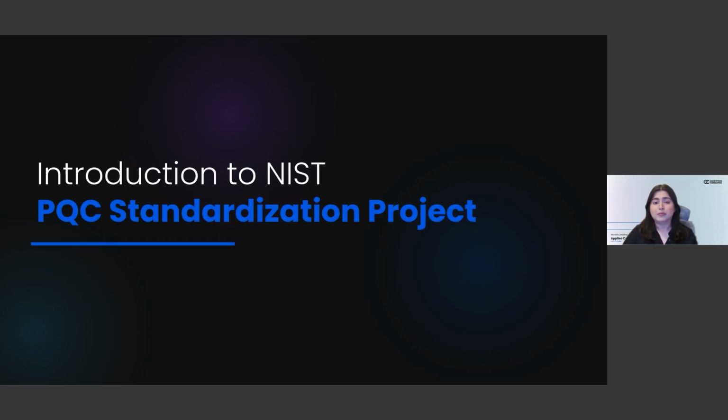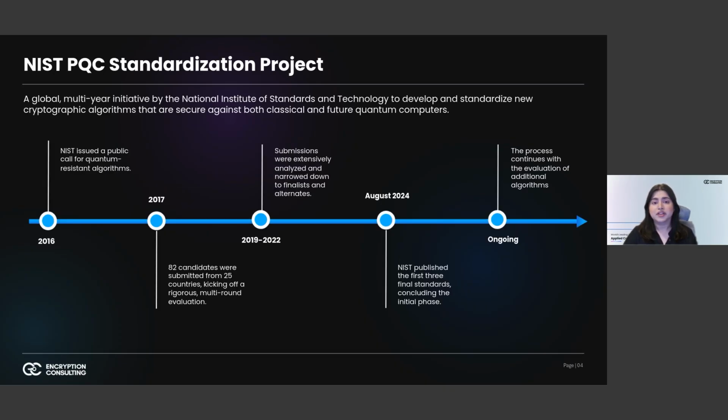Now that we know our roadmap, let's start with our first topic and understand the why behind the NIST PQC standardization effort. In our previous videos, we've talked about the threat of quantum computing and the need for new security standards. But how do we get there? The answer is the NIST Post-Quantum Cryptography Standardization Project. This isn't a small effort. It's a massive global multi-year initiative led by the National Institute of Standards and Technology.